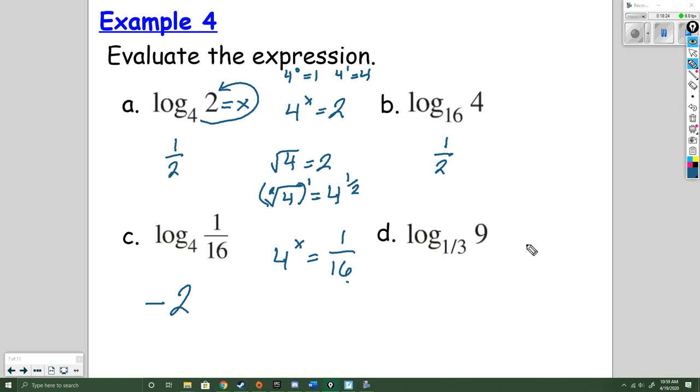And then finally, we have 1/3. What would we have to raise that to get 9? And it would be the same thing. We would have to change what side of the fraction bar it's on, so that's a negative exponent, and then change that 3 into 9, so that would be squaring it. So we get -2.